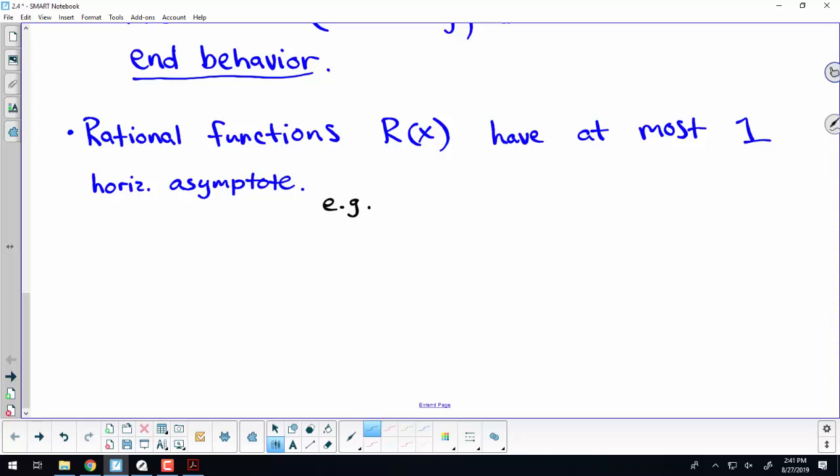So for example, x squared minus 4 over, I don't know, whatever, x plus 3. Those functions. Sometimes those functions didn't have a horizontal asymptote. Sometimes they did. But if they do have a horizontal asymptote, they only have one.